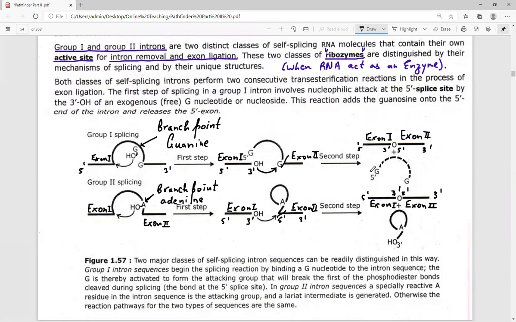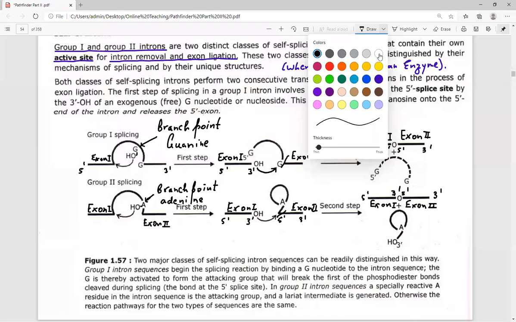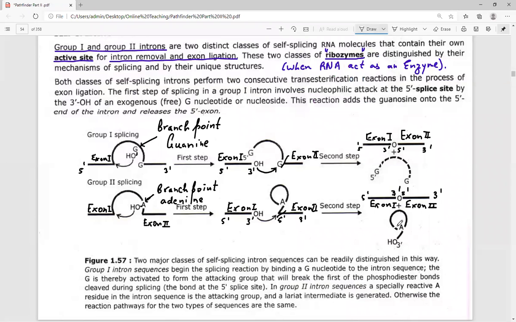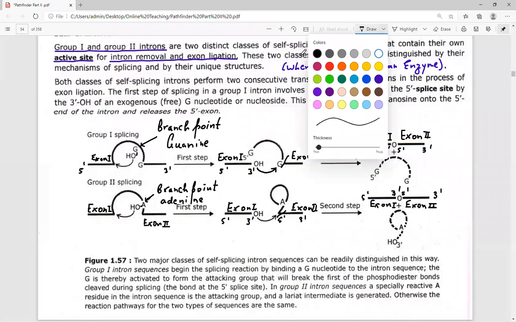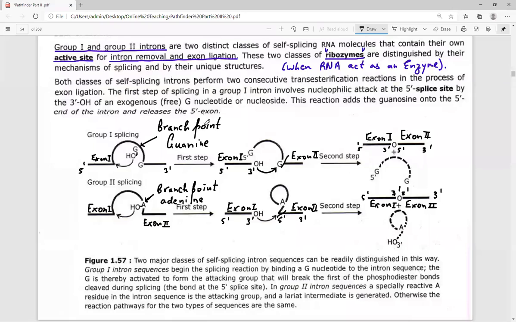Okay, and here you have this lariat-like structure which has been removed and will be degraded. This is the part of the RNA that will be further degraded. So there are the splice sites which have been produced, and this is how the process of splicing will take place in the case of intron splicing.